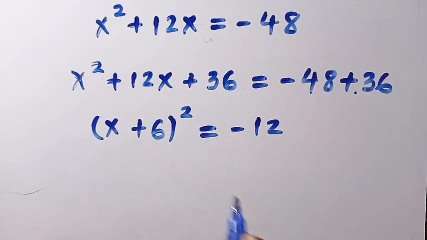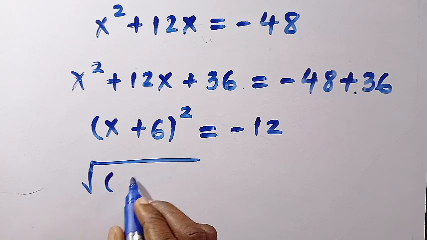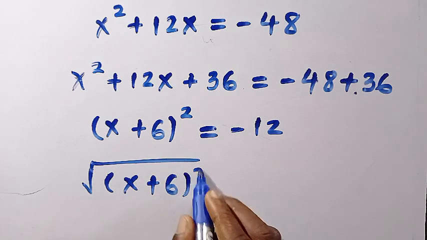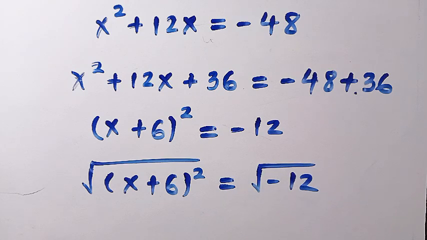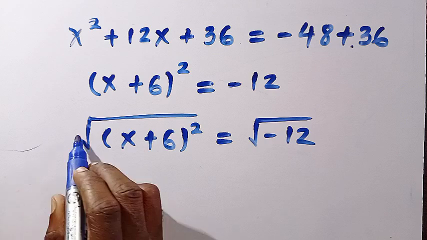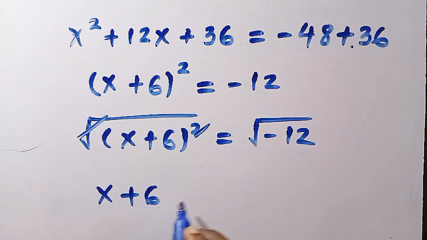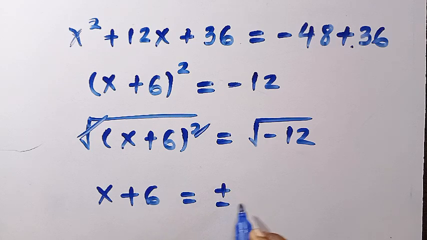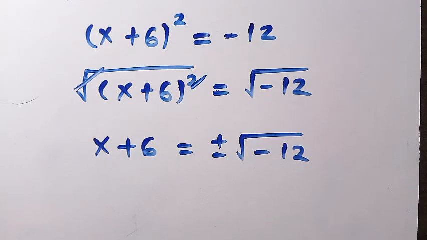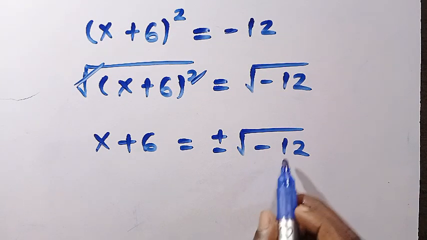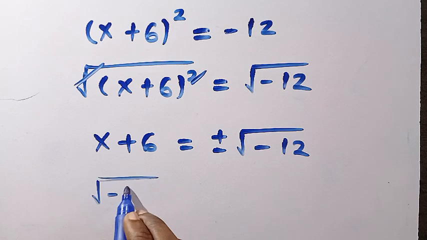Then we are going to take the square root of both sides. So here we have the square root of (x + 6)^2 equals the square root of minus 12. And the square root cancelled. Then we have x + 6 equals plus or minus the square root of minus 12. Having the square root of minus 12, here is a negative in the root.